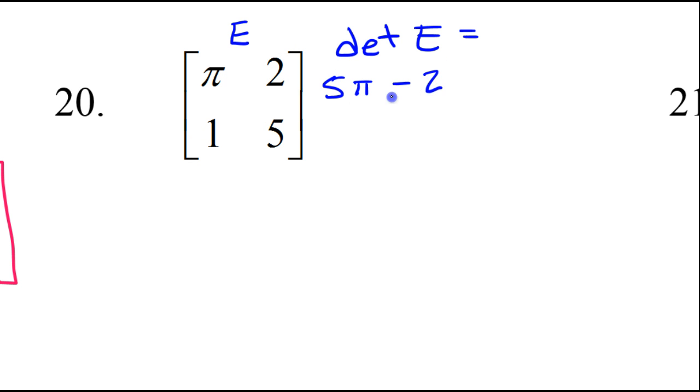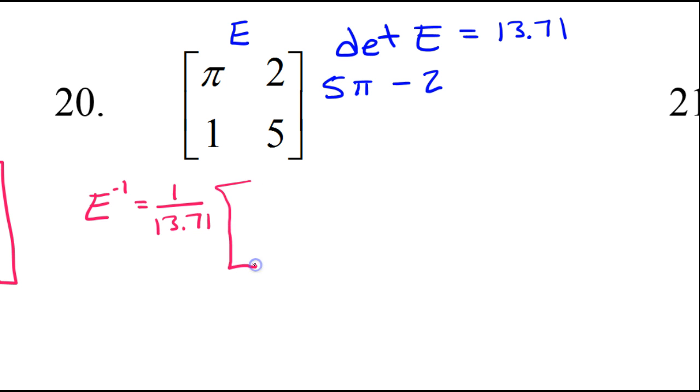Okay, again, I'm just going to go ahead and turn this into a decimal. Alright, I got 13.71, rounding to the nearest hundredth. So now it is time to do the second step, where E inverse is going to be the reciprocal of the determinant. So we're going to do 1 over 13.71 times the reverse negate matrix.